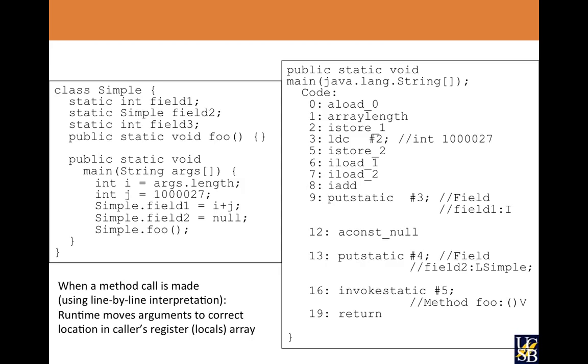In this case, instruction number 13 is consuming what was just pushed onto the top of the operand stack, which is a null value, and that null value is what's being assigned to field 2 in instruction number 13. This bytecode corresponds to the assignment of field 2, the assignment on the left, the second from the bottom, this line here.